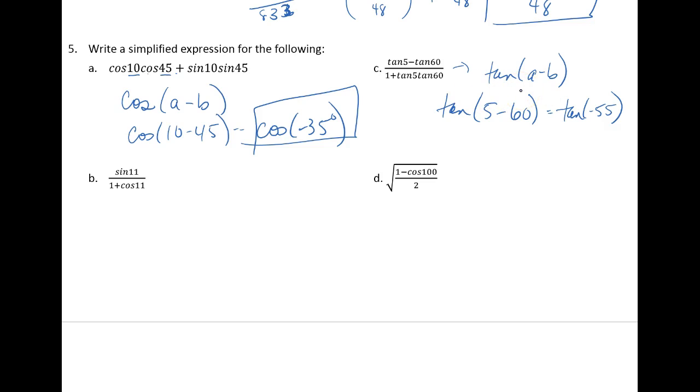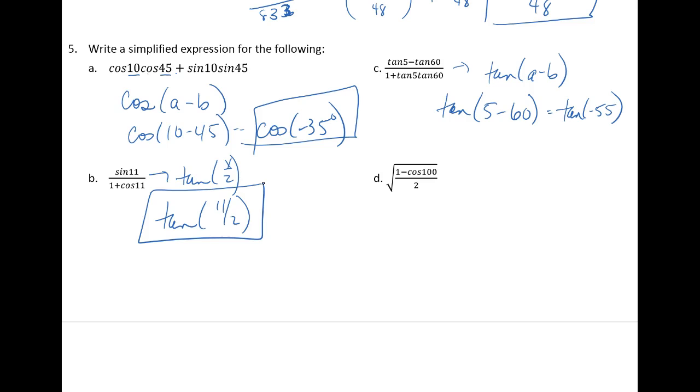Okay, and then down here we've got sine of 11 over 1 plus cosine of 11. If you look through your identities, this one's kind of trickier. This one leads back to the tangent of x over 2. So in this case, the x is 11, so you would be doing the tangent of 11 over 2, and then you would just stop right there.